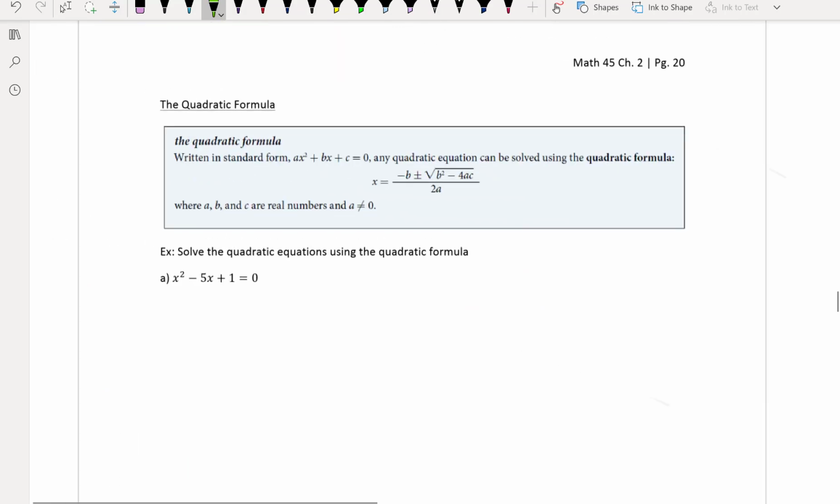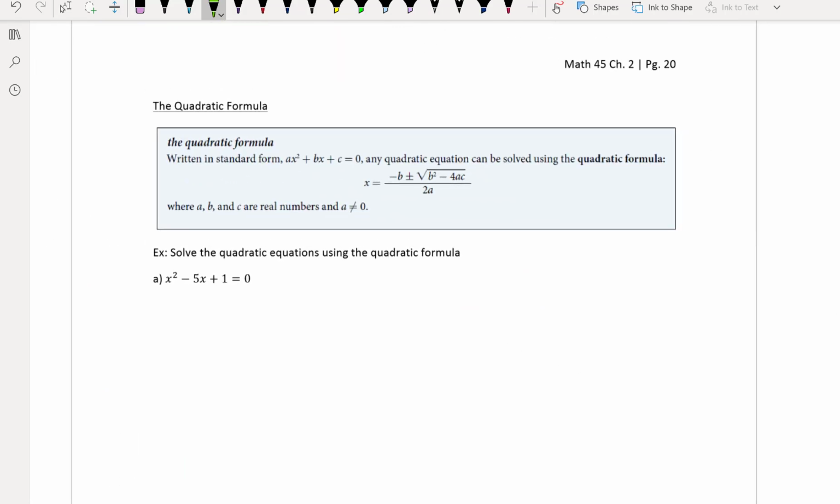Okay. Now, the next section is going to talk about the quadratic formula. So for the quadratic formula, that is going to be negative b plus or minus the square root of b squared minus 4ac, all over 2a. So really, once we identify our a, b, and c values, we just plug them into the formula. So let's go ahead and do that. So we have that our a is equal to 1, our b is equal to negative 5, and our c value is equal to a positive 1.